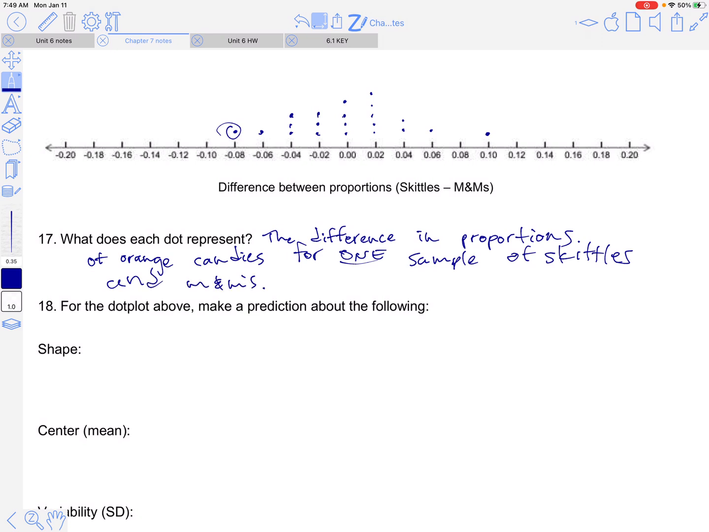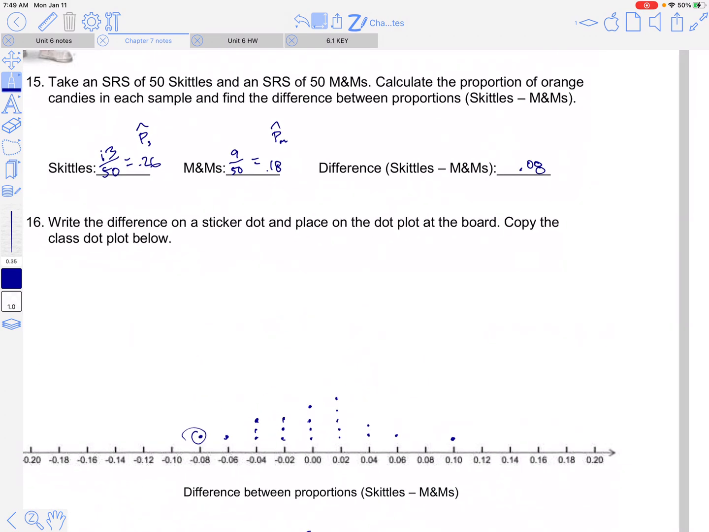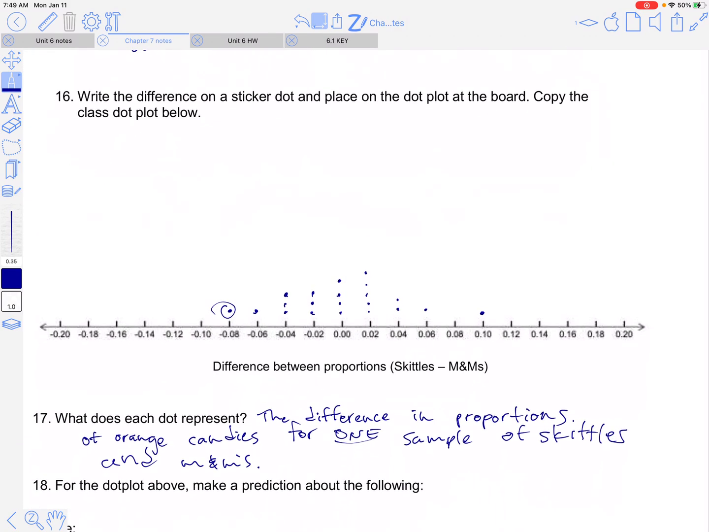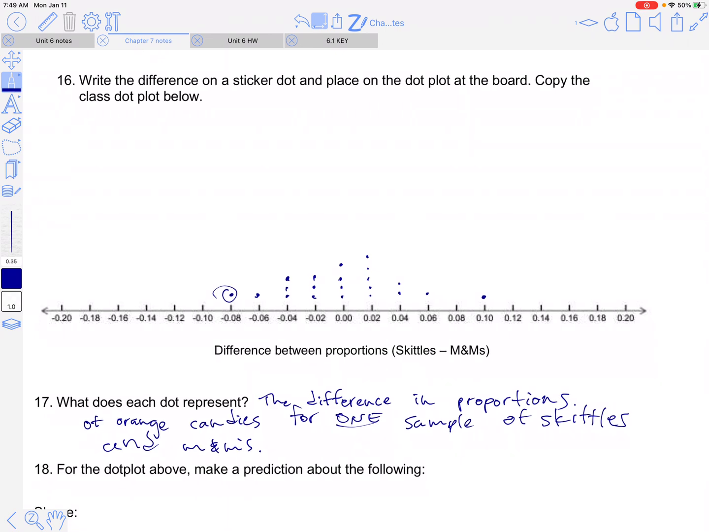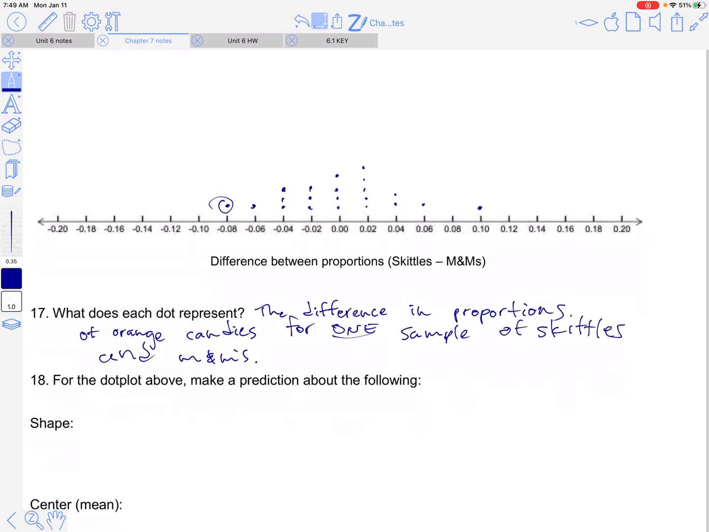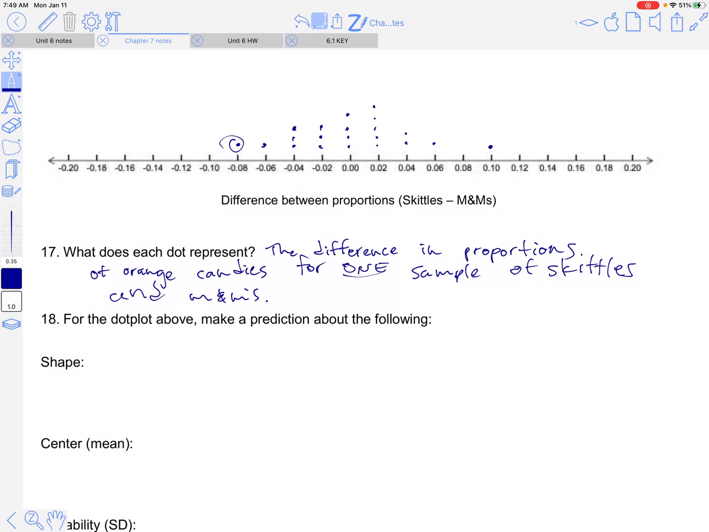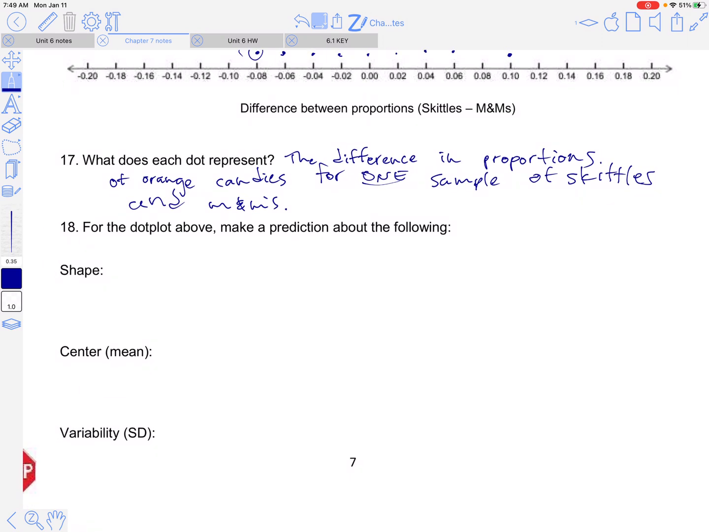Okay, and so just kind of notice, since I did Skittles minus M&Ms, if I got a positive number, that meant that there were more Skittles, right? And if I got a negative number, that was the scenario where there were more M&Ms. And then if we got 0, obviously they had the exact same percentage. So just kind of think about that, what each dot represents, right?